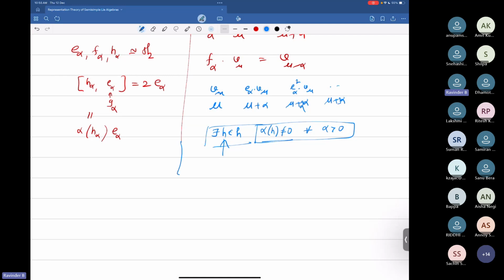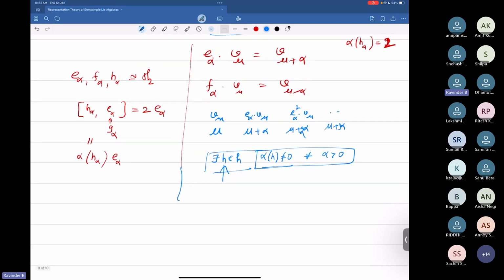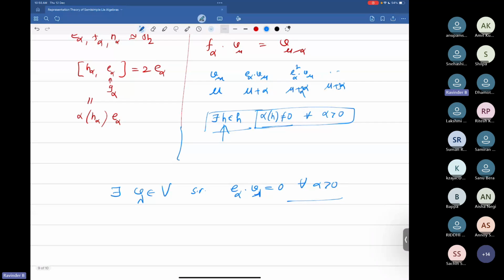Anyway, so these all have different eigenvalues. The beauty here is that I'm doing the same process. You keep hitting with E alphas and you get some weight vector. The weights will keep increasing, but you are in a finite dimensional space. So there exists some vector V lambda in the capital V such that you can't act anything further with E alpha on it. It will be killed by all the upper triangular matrices.